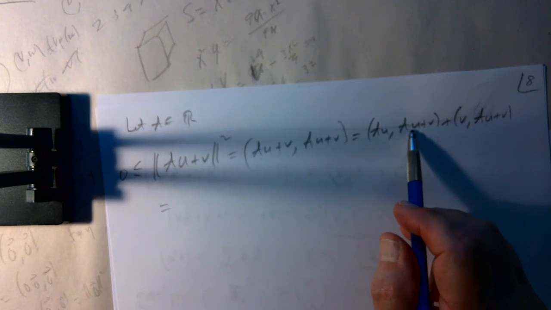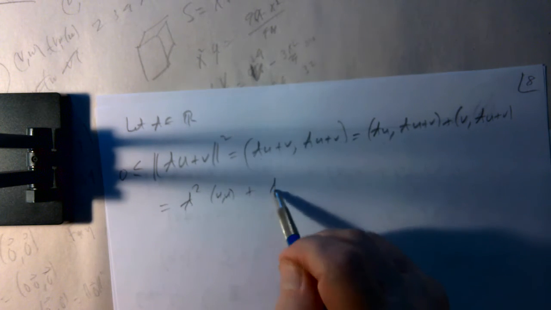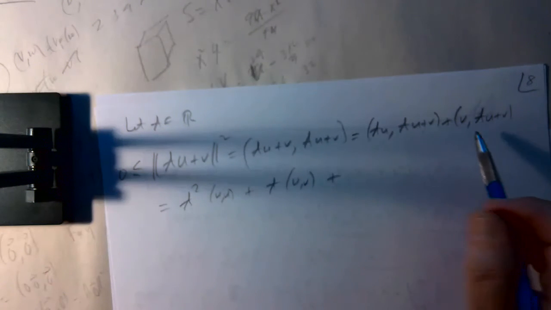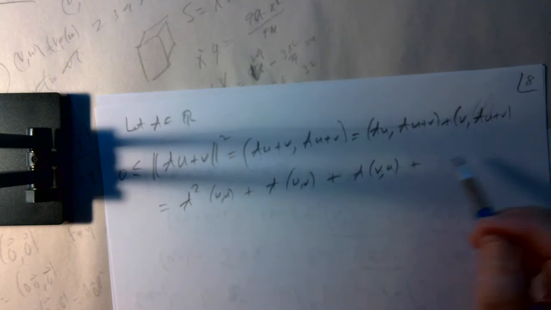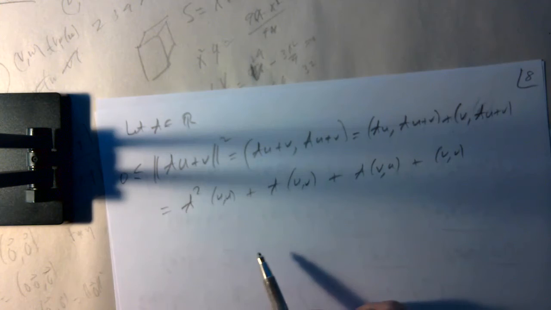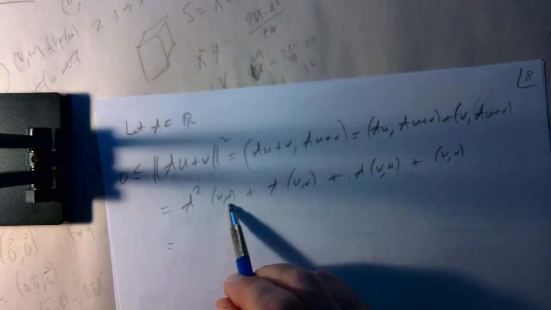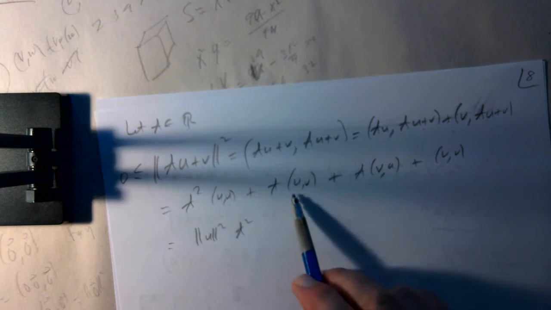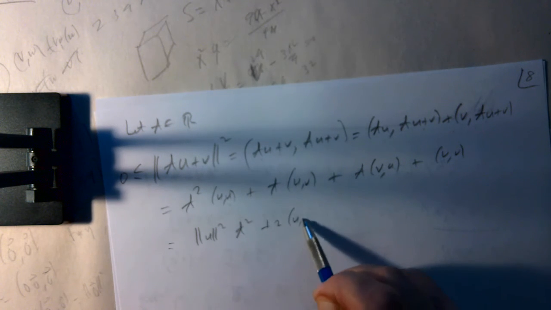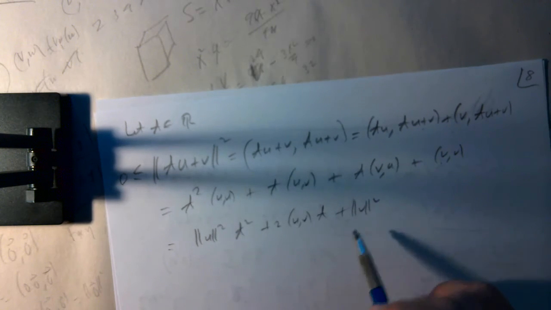This is equal to tu inner product with tu. That's t squared inner product of u with itself, plus t times the inner product of u and v, plus t times the inner product of v and u, plus the inner product of v with itself. So what is that? This is the length of u squared times t squared. uv equals vu because an inner product is symmetric. So this is plus 2 times the inner product of u and v times t, plus this constant, which is the length of v squared. So this is greater than or equal to 0.